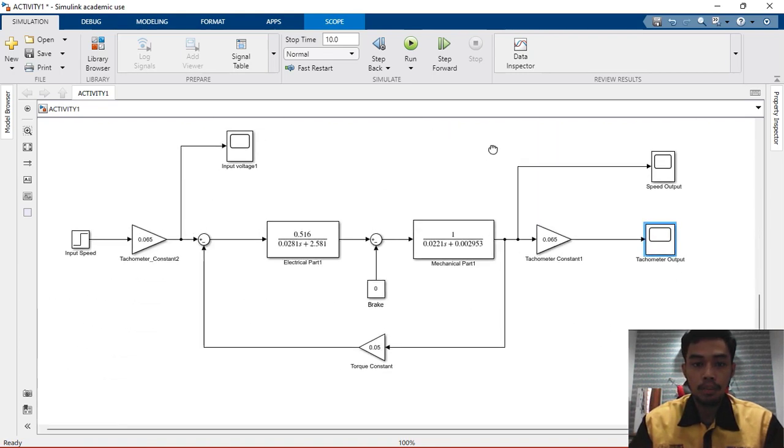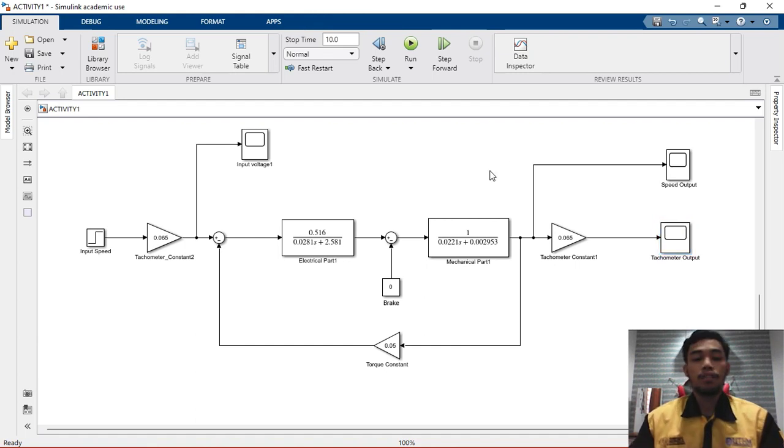So for the next block diagram, we have the same block diagram, but what we upgraded is we changed the input voltage to input speed, and we added a new tachometer constant. In this block diagram, we want to observe the input voltage value and the tachometer voltage value if we vary the input speed, where the minimum speed of the motor is 400, and the maximum speed of the motor is 2600.